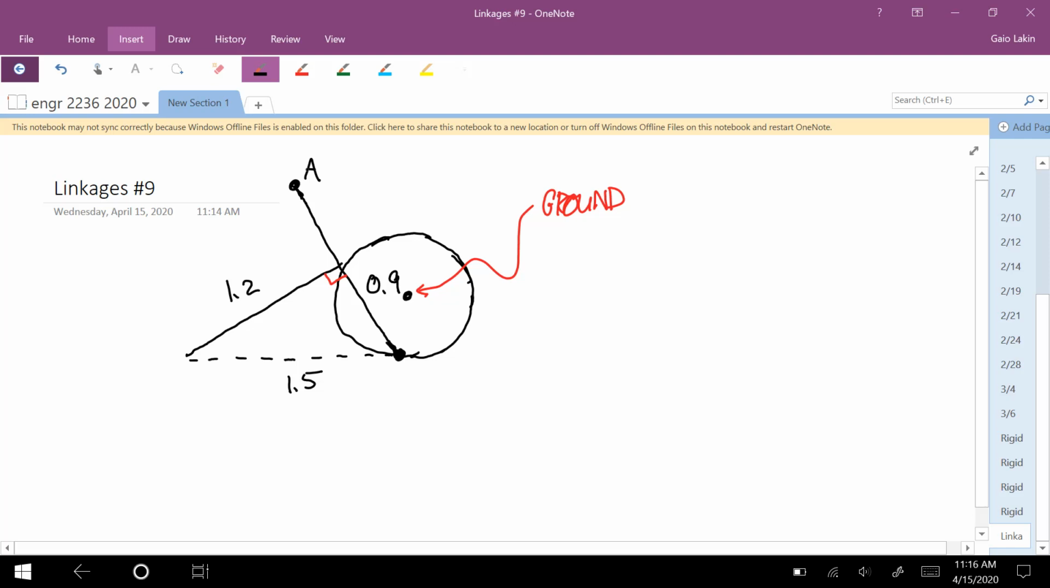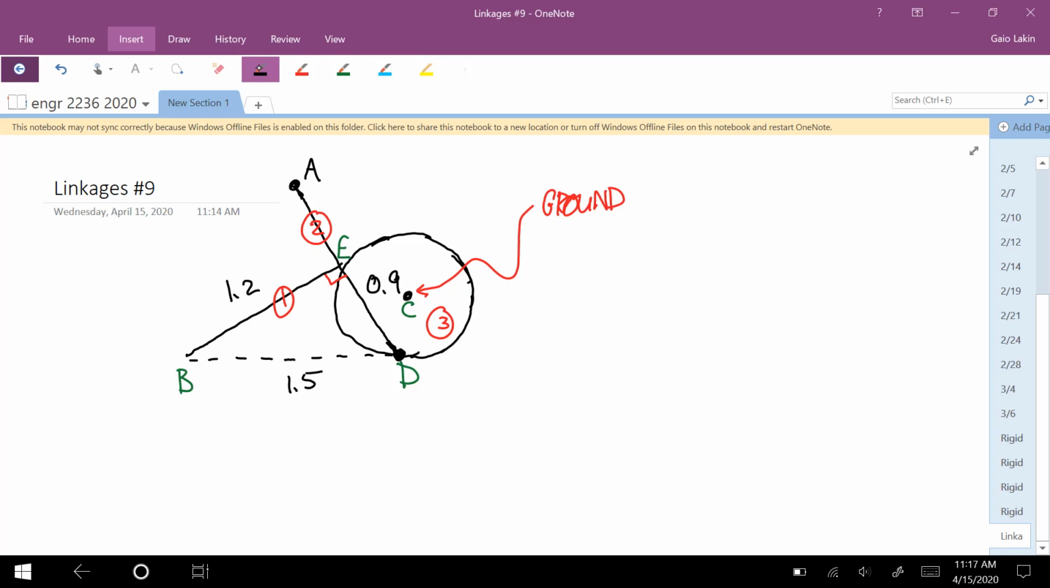What do we know? So let's name these members. Let's call this member 1, this one member 2, this one member 3, and let's name the joints. I'll call this A, B. Oh, we already have an A, sorry. So let's call this one down here B. I'm going to call this C, D, and E. That's what I'm going to do anyways.